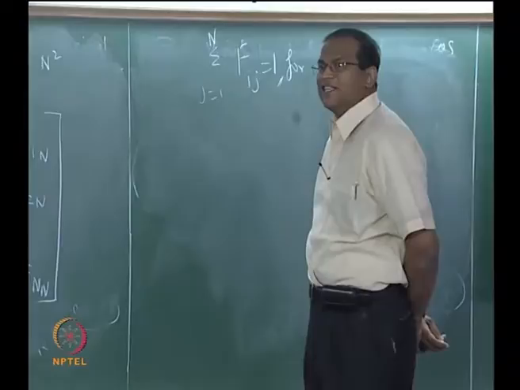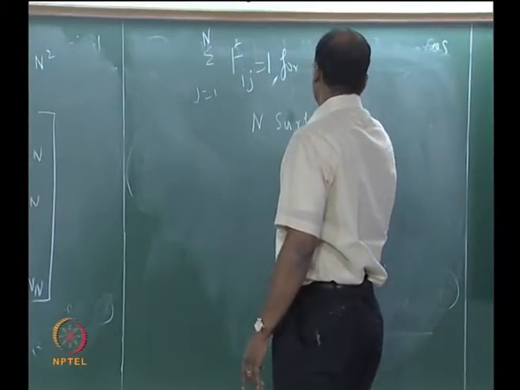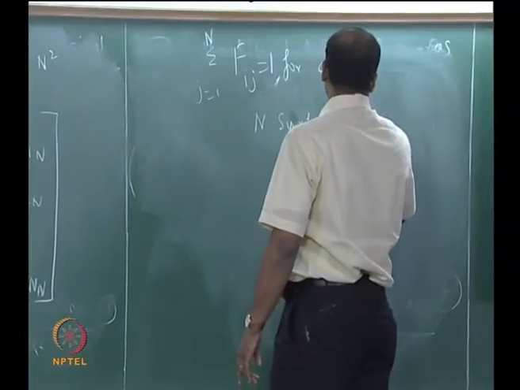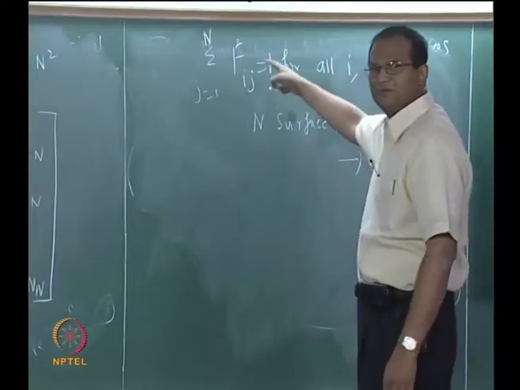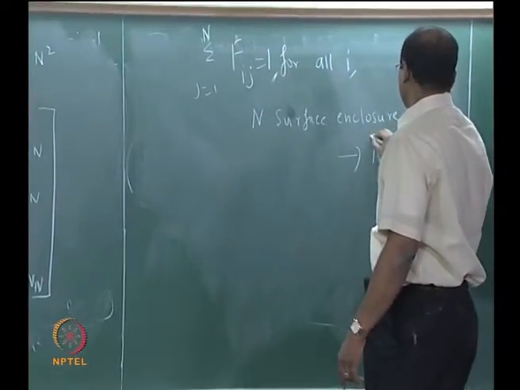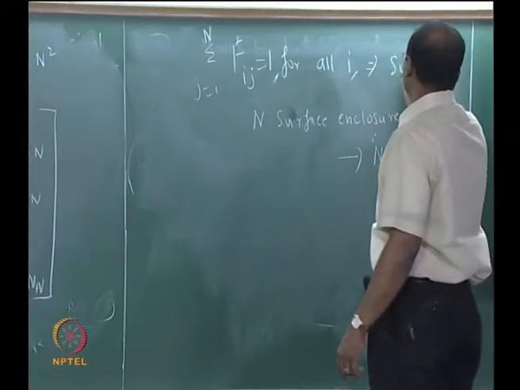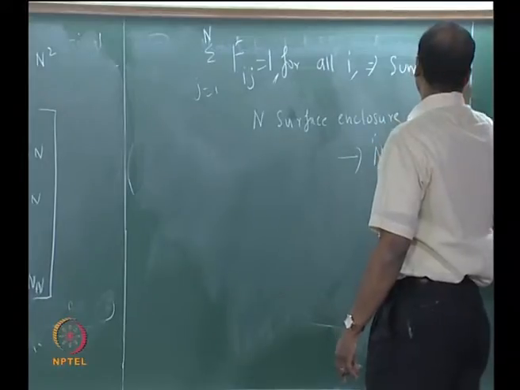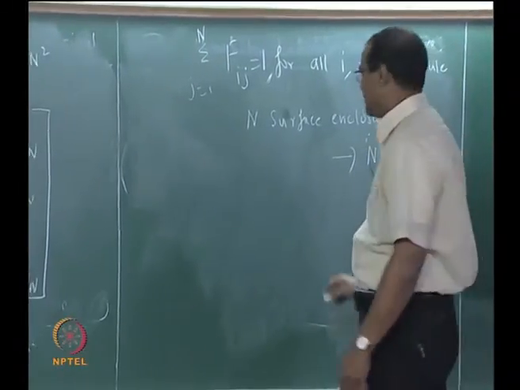Now for an n surface enclosure, how many such rules are available? N. By the way, this is called the summation rule or the sum rule. For an n surface enclosure, how many reciprocal rules are there?